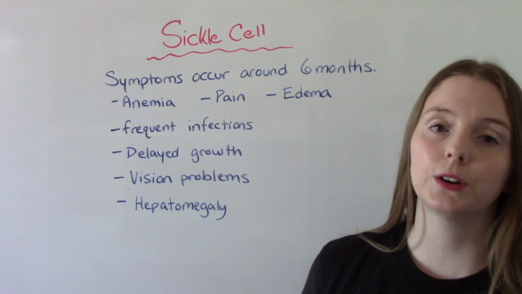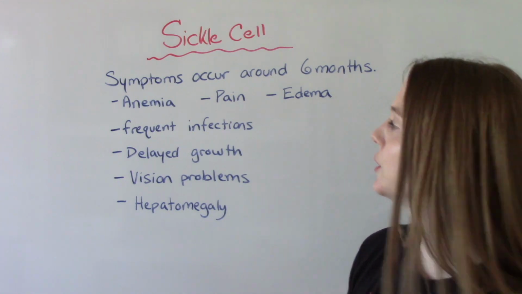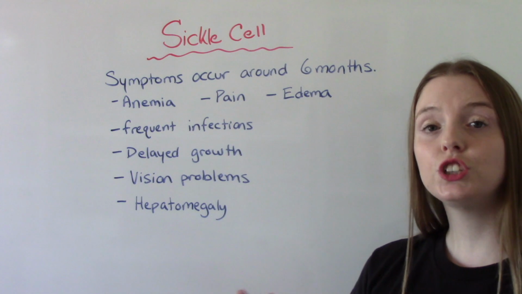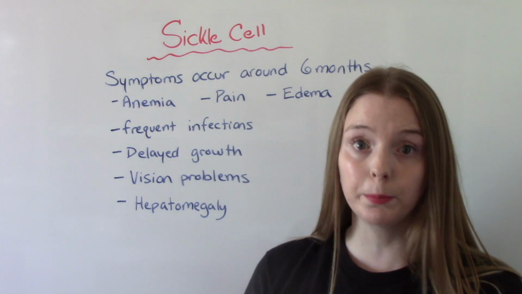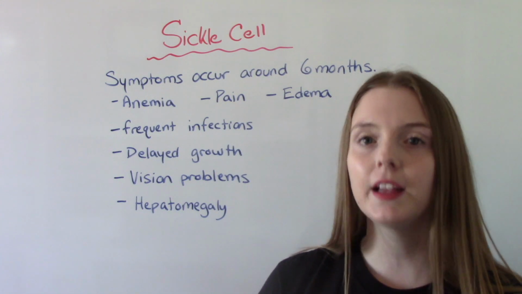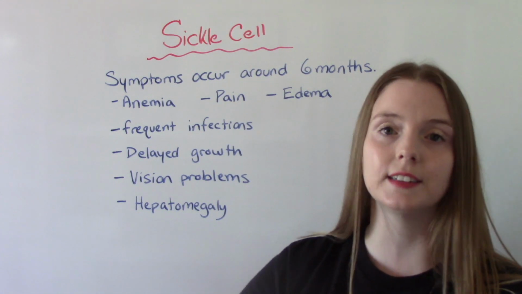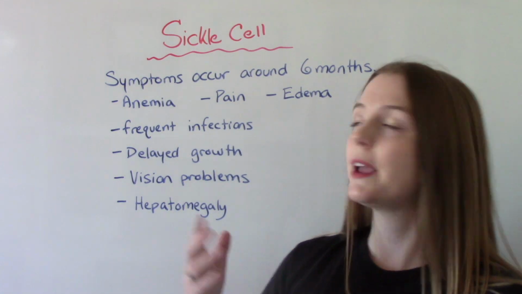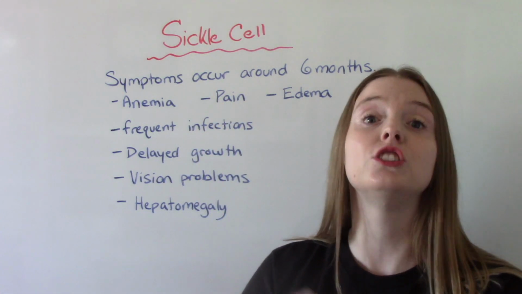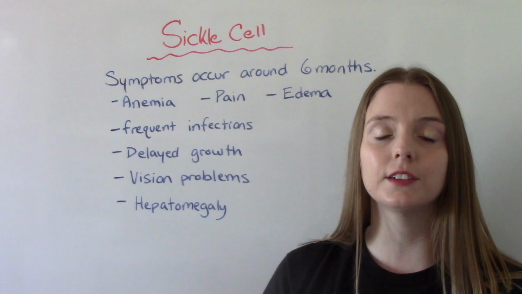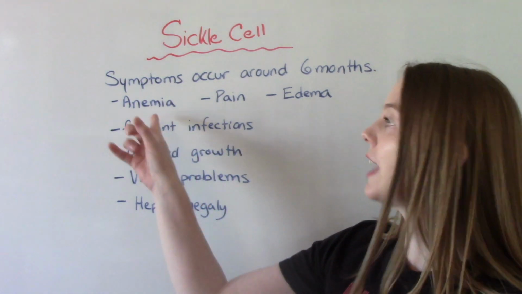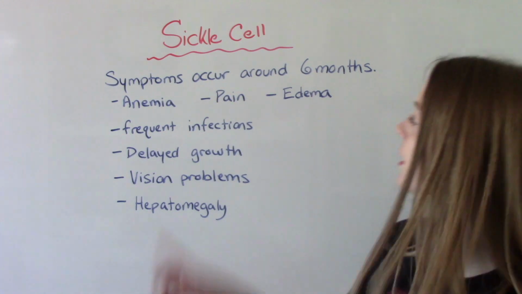Symptoms usually occur around 6 months of age. So one of the first things is anemia. And that's not just because they're a different shape than the regular red blood cell, it's because there's less of them. They have a shorter life expectancy in the body. So patients who have sickle cell anemia have less red blood cells in general. And some of the red blood cells that they have are damaged, right? Because they're the crescent shape. So that contributes to anemia.